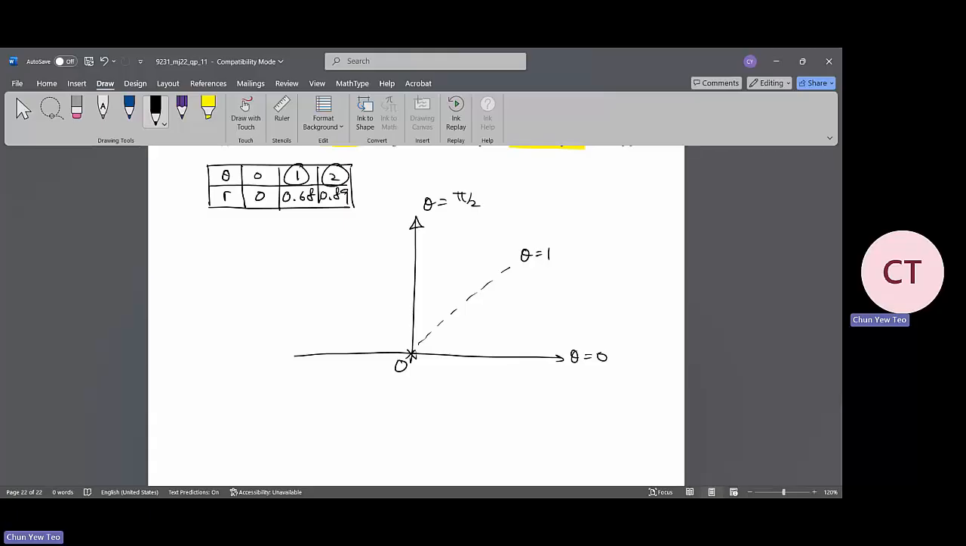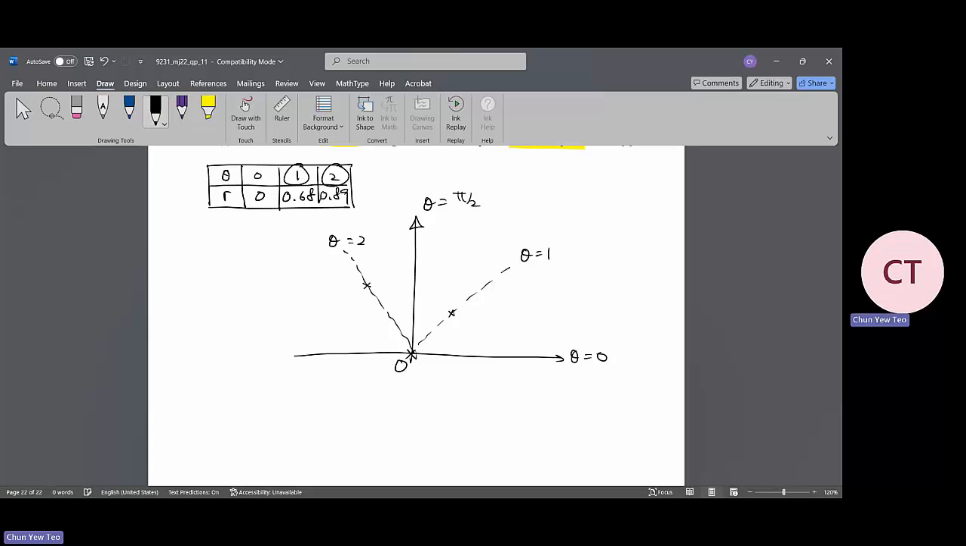And the 2 is somewhere here. If you convert them into degree, then you can understand better. So this is when the theta is equal to 1, you get around 0.7 somewhere here. Then this one is 0.9 somewhere here.